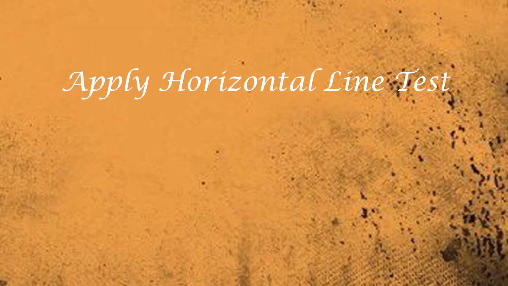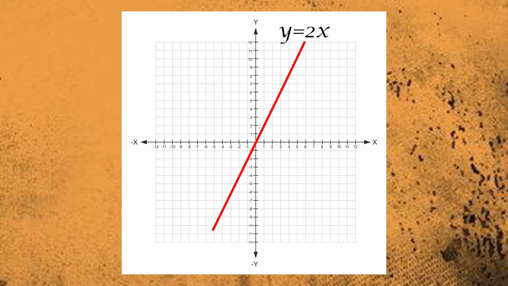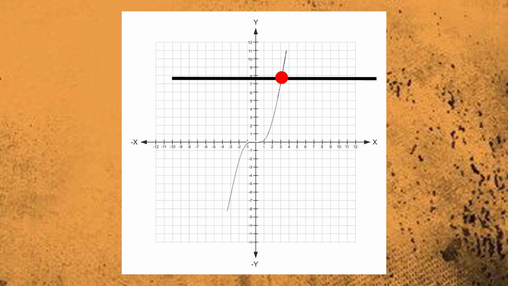Let us apply the horizontal line test to check whether these functions have inverses or not. On the first graph, y is equal to x, if we draw a horizontal line, it touches only at one point. This means this function assigns distinct outputs to distinct inputs. For the next graph, y is equal to x cubed, if we draw a horizontal line, again it touches only at one point.